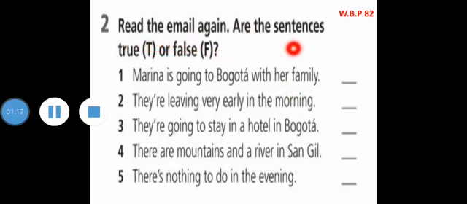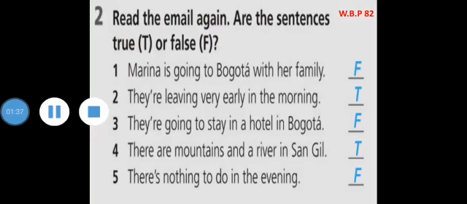Now, let's move to question number 2. Read the email again. Are the sentences true? Write T. Or false? Write F. You have 2 minutes to reread the email. Start, my shining stars. Let's have a look at your answers together.